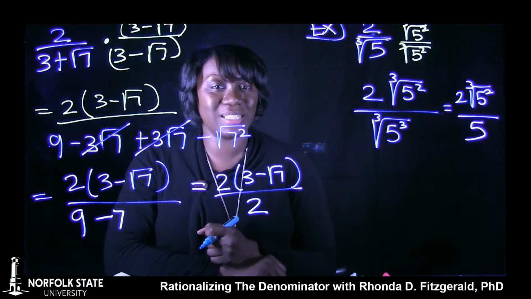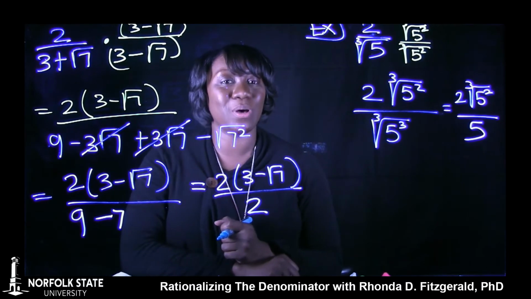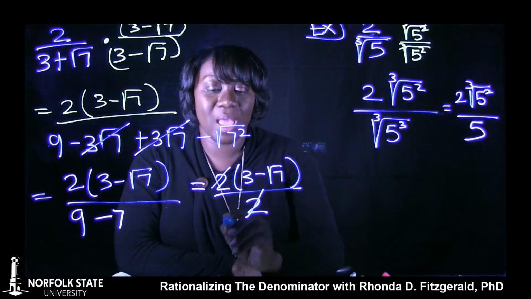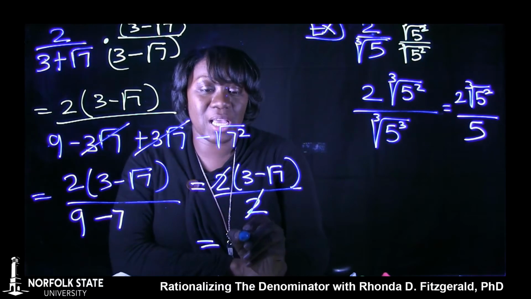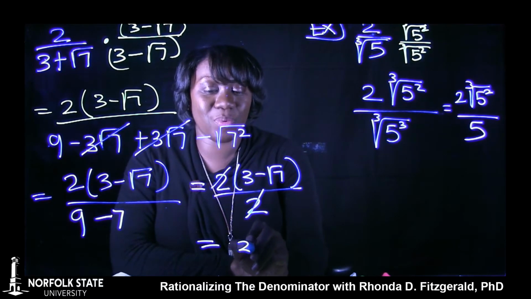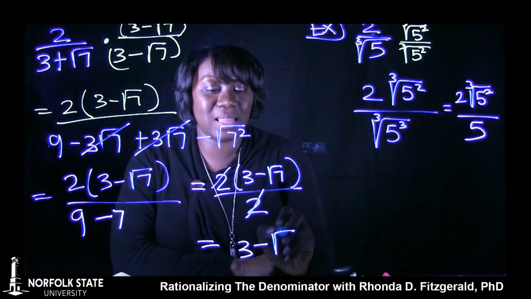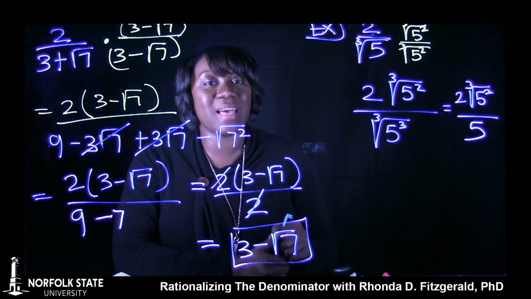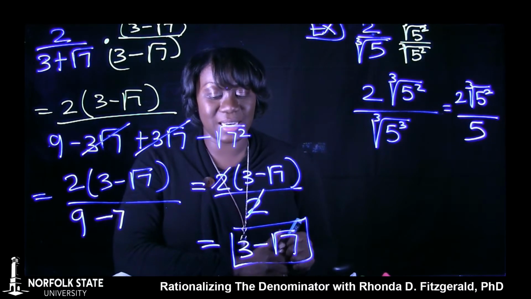And our final step for this particular example would be to go ahead and simplify or cancel out our 2 here. And our final answer is just going to become 3 minus the square root of 7. And that is rationalizing the denominator.